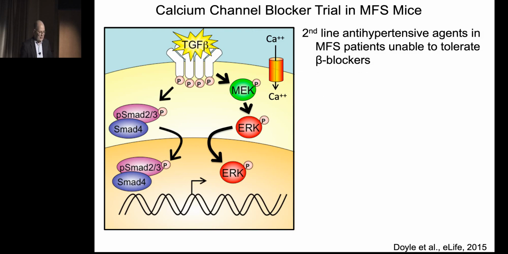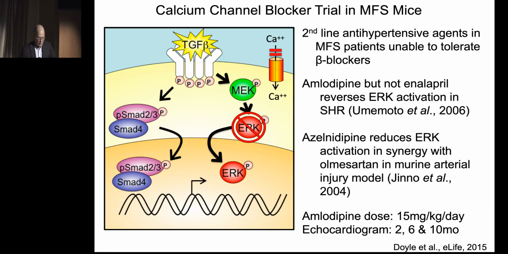So all news isn't good news. We decided to look at what the consequences of using multiple treatments that were considered safe for use in people with Marfan syndrome. One such treatment is the use of calcium channel blockers that were considered second-line antihypertensive agents for patients with Marfan syndrome who couldn't tolerate beta blockers, for example, those with depression or asthma.